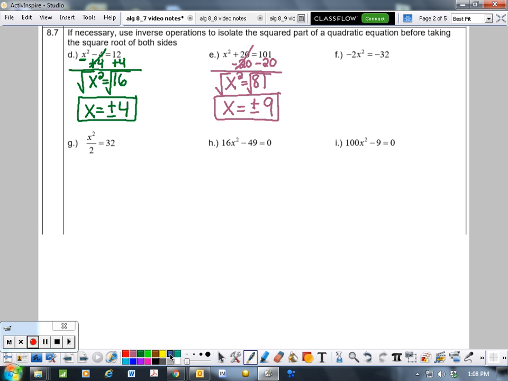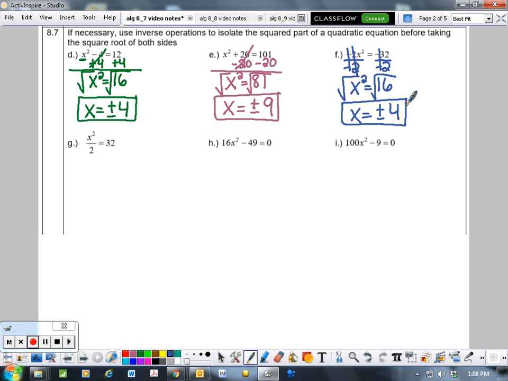So on the next one, we're going to do the same sort of thing. We have negative 2x squared. So that's negative 2 times x squared. To undo times, we're going to divide. So the 2's cancel, the negatives cancel. We now have x squared equals positive 16, because the negatives cancel out. We now square root both sides, and x is equal to positive or negative square root of 16, which is 4.